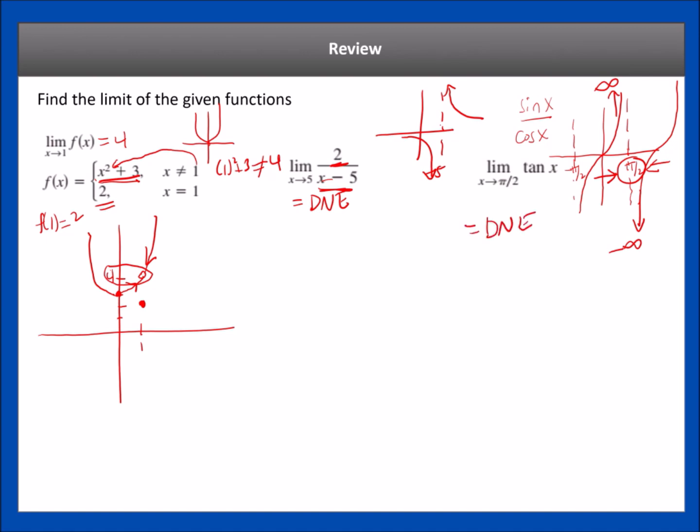And again, you can do this by plugging in values. So, you know, plug in a bunch of values to the left of pi over 2, plug in a bunch of values to the right of pi over 2, and then you start seeing that the values are blowing up. All right. But this is just a quick way of doing it, just looking at it graphically.